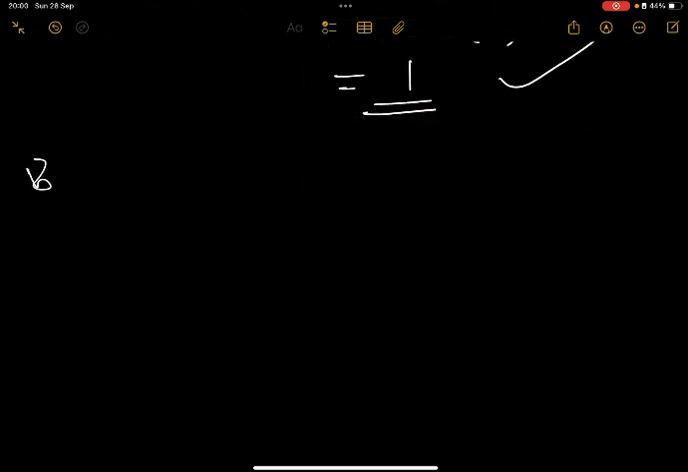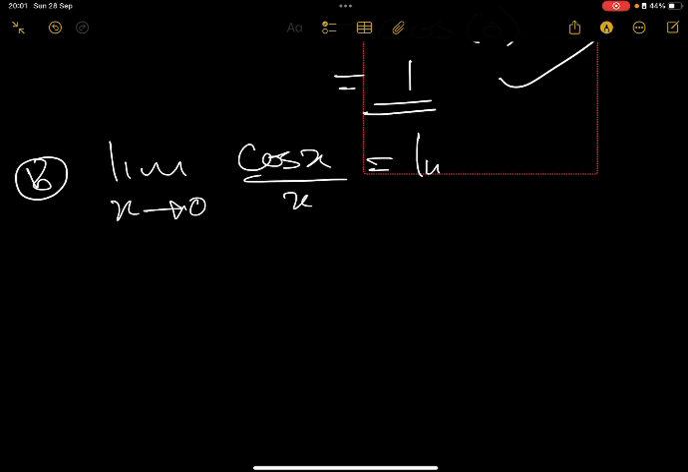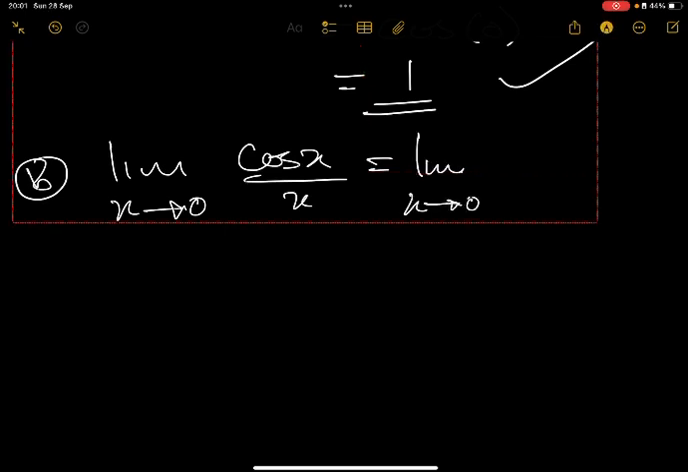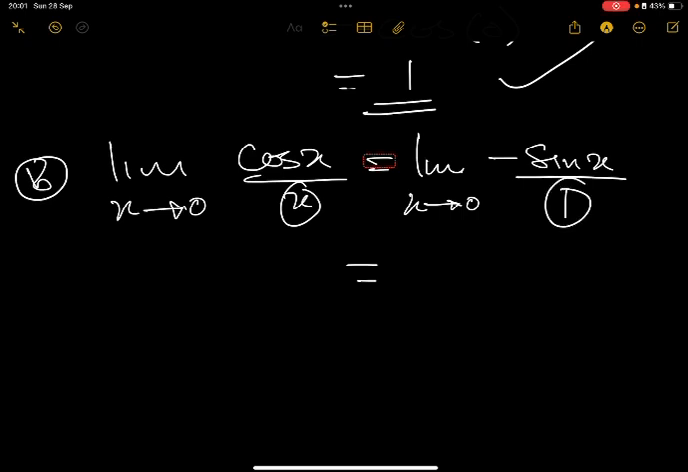Then B, we have the limit as x approaches 0 of cos of x over x. So we are using L'Hopital's rule. We will say limit as x approaches 0. If we differentiate cos, we will get negative sine of x, and if we differentiate x, we will get 1. So we will rewrite it as negative limit as x approaches 0 of sine x over 1.